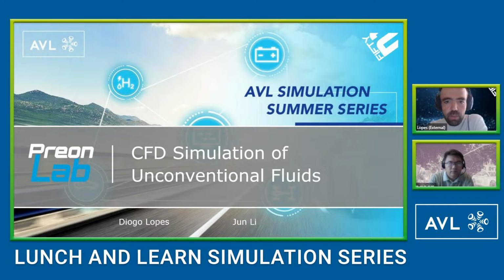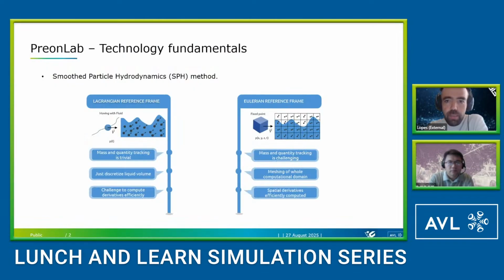So let's jump into the next slide and talk a bit about the technology fundamentals behind PreonLab. PreonLab uses the smoothed particle hydrodynamics method. It's called, for short, SPH. And below we have two different reference frames that are used in the traditional CFD codes. On the right, we can see the Euler reference frame where the fluid domain is discretized into a mesh. And we can see a mesh here.